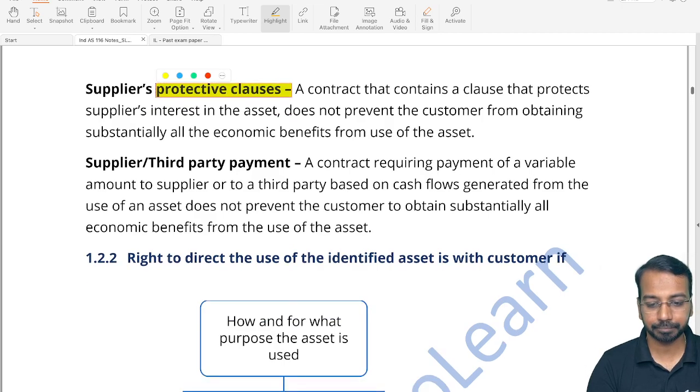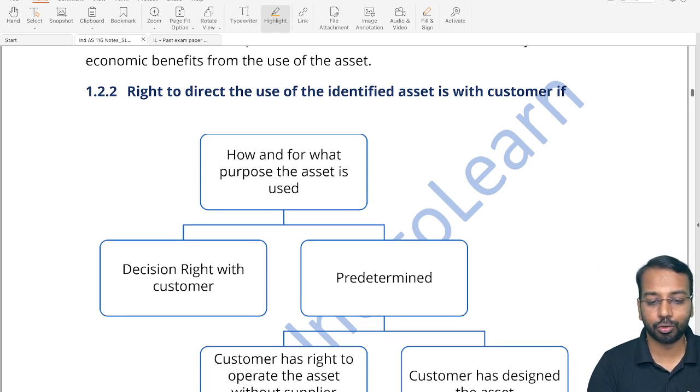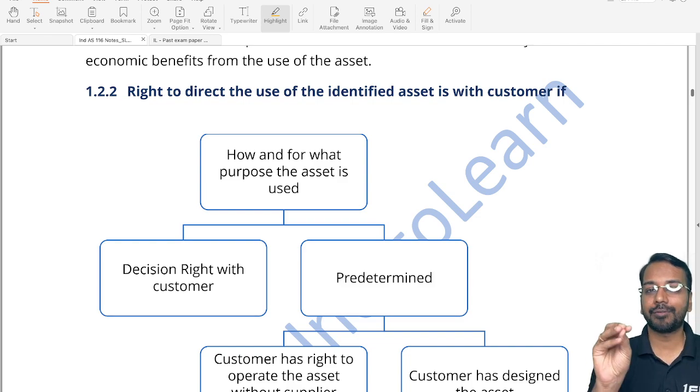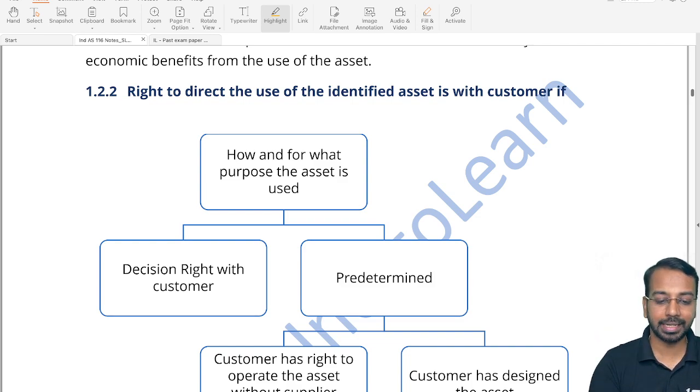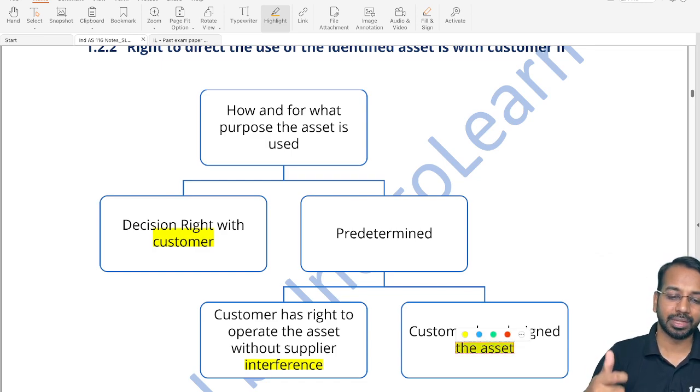So to summarize, when we say right to direct the control, we say how and for what purpose the asset is used. Who can decide how and for what purpose the asset is used? If the customer can decide, we say the customer has the right. If it is predetermined, and in that case the customer can use it without supplier interference, or if the customer has designed the asset, even in these cases, we say that the control is with the customer.